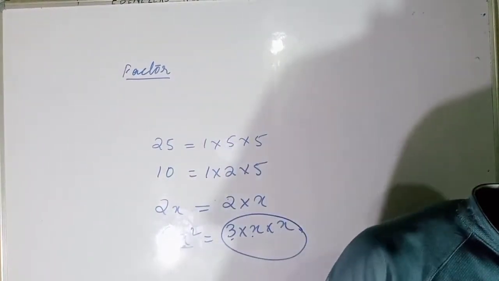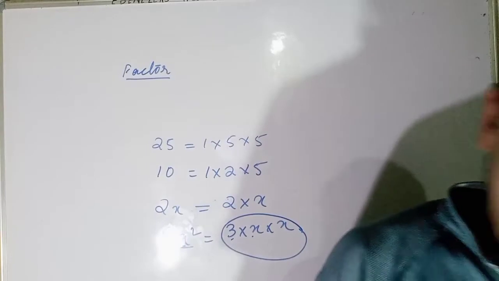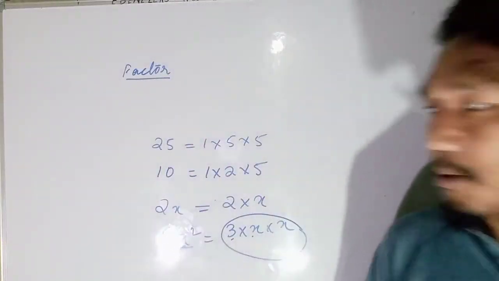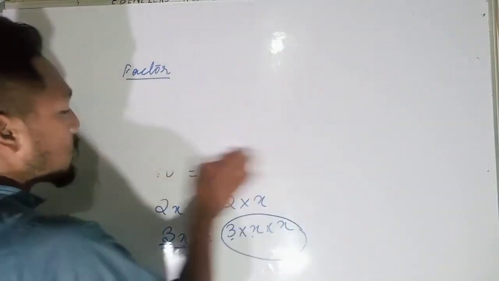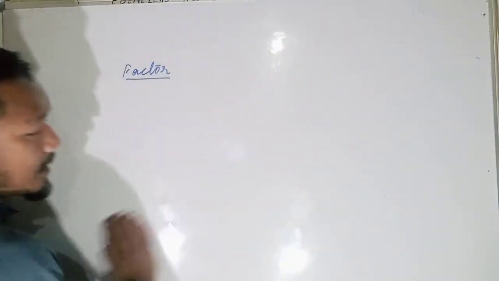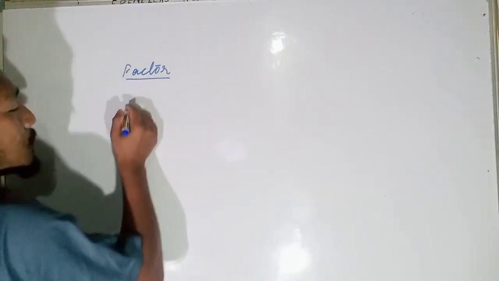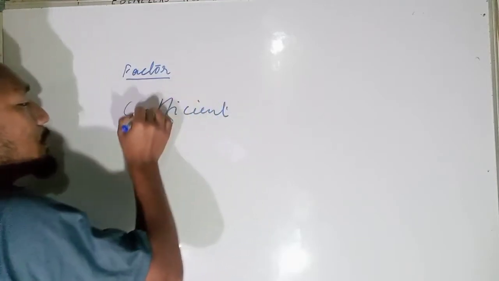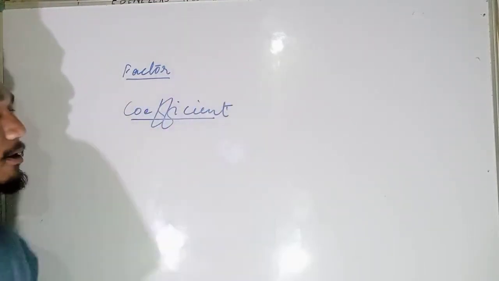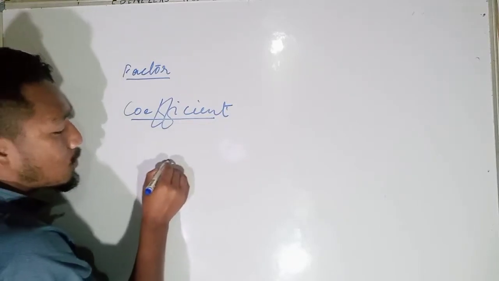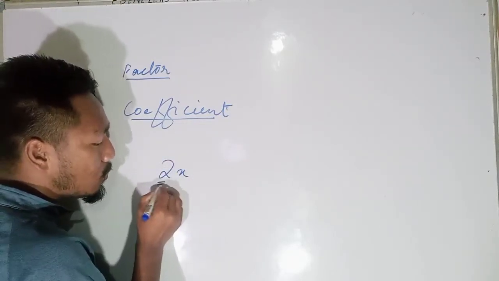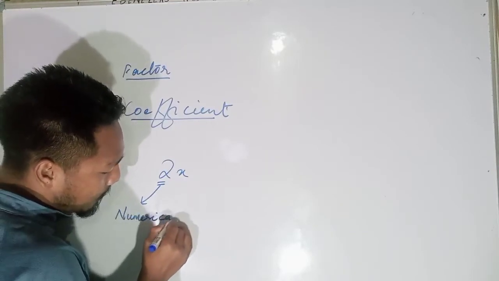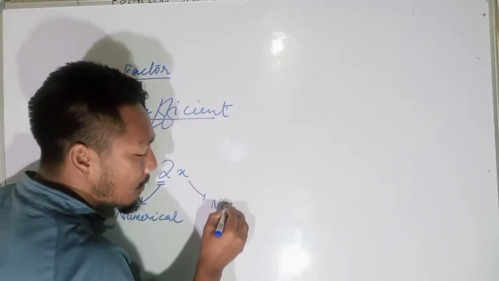Okay, next you have coefficients. A coefficient is a numerical number multiplying the variables. That means, for example, you see 2x. This 2 is a numerical number, and this x is a variable.